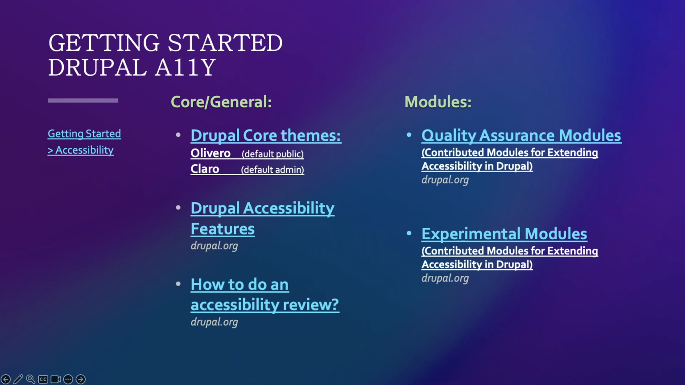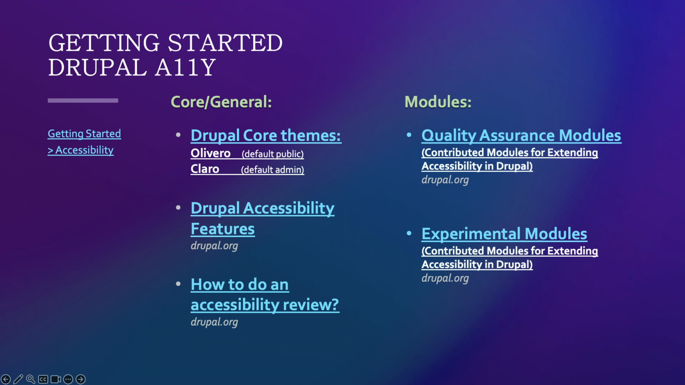And then there are accessibility features built into Drupal core. And you can see those at that second link for Drupal accessibility features. I thought it was really cool that on the Drupal getting started page, the second item is accessibility. The first is core, installing, and then the second one is accessibility. And then it goes on to modules and themes and all that stuff. So I like that. And there's also a link to how to do an accessibility review.